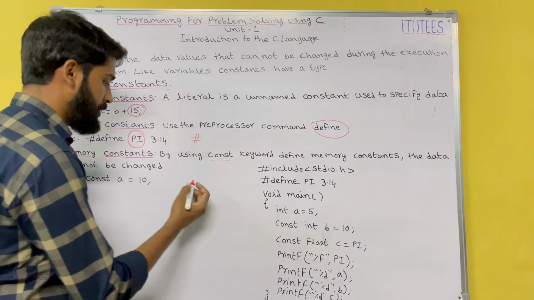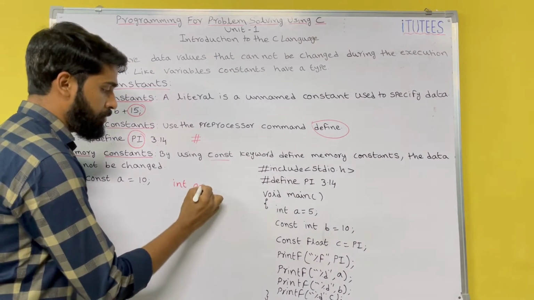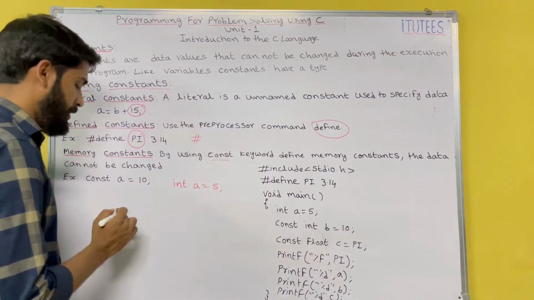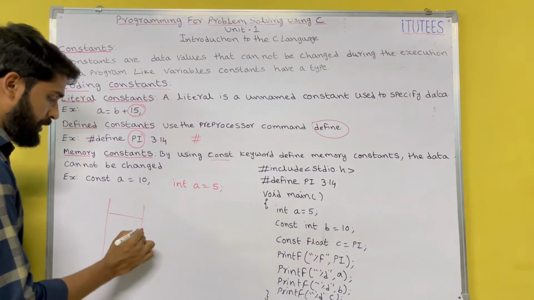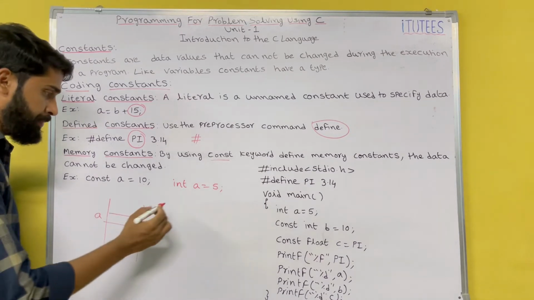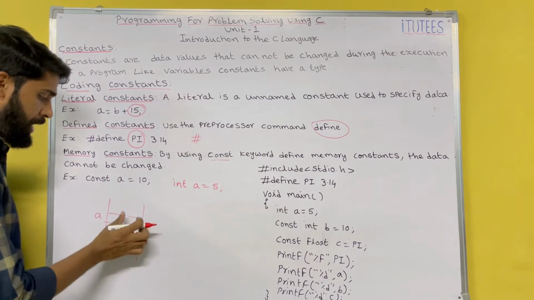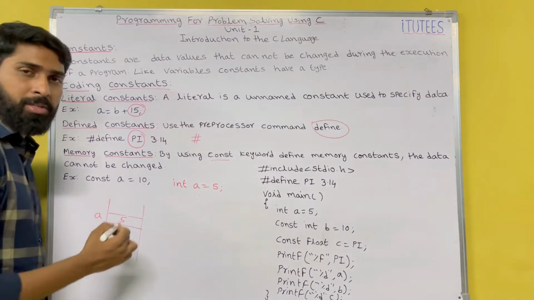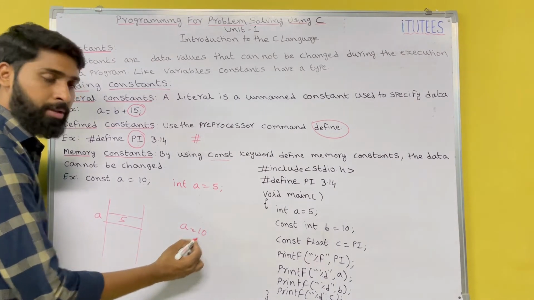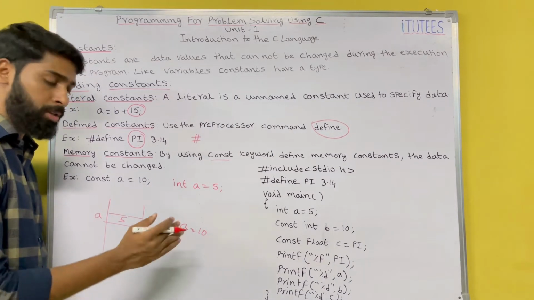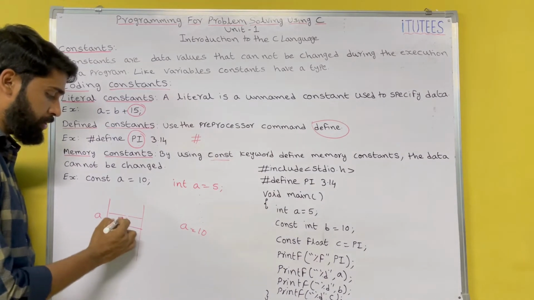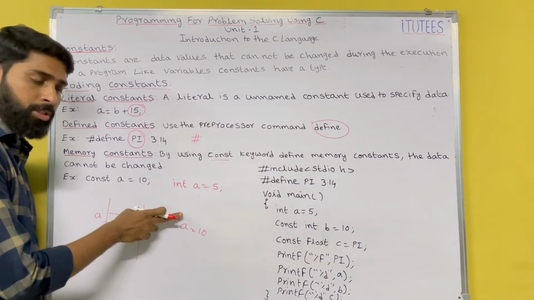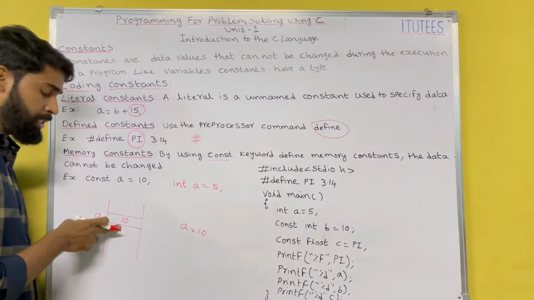What does it mean? For example, I define int a equals 5. So a is a normal variable. I assign 5 to a. What does it mean in memory? Memory is allocated to the variable and 5 is stored in the memory. Now, after execution of some instructions, if I change a equals 10, then the compiler allows the change. Now the value of a is 10. In the first instruction the value was 5, and after some instructions I changed it to 10.